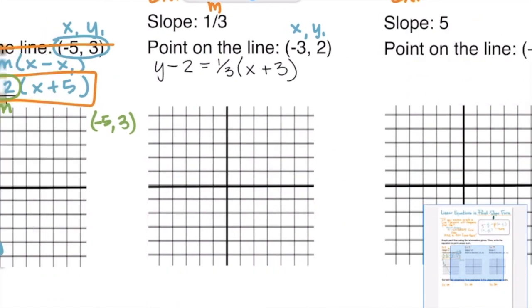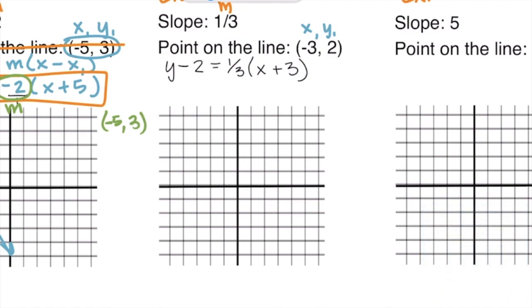So now let's graph it. We're going to plot the point given first. So -3, 2, and then rise and run from there. Our slope is 1/3, so we're going to go up 1 and right 3.